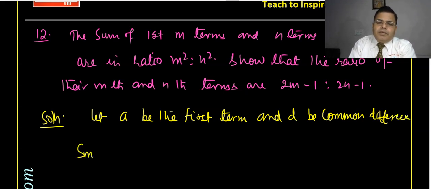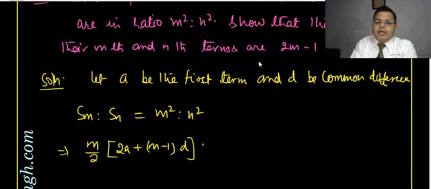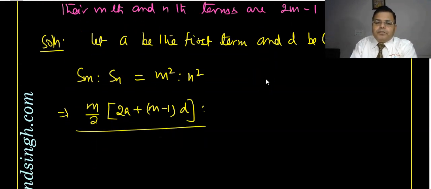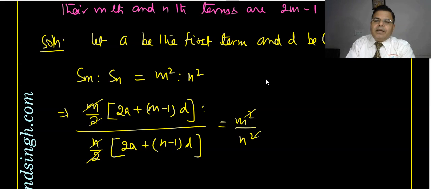So here the sum of first m terms and sum of first n terms are given as m square is to n square. So we can proceed like this. m by 2 into 2a plus m minus 1 into d, divided by n by 2 into 2a plus n minus 1 into d, and that is m square by n square. So 2 and 2 can cancel. This m can cancel this m times, and this n can cancel this n times.